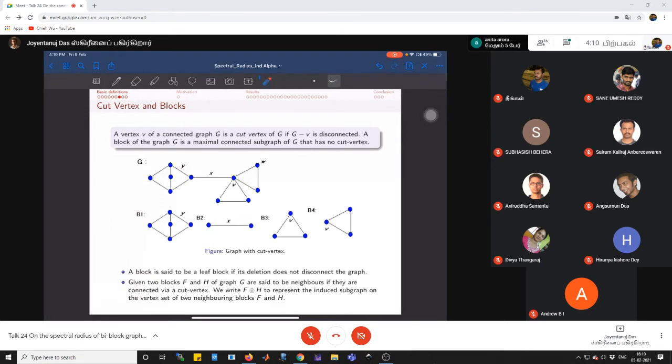Okay. So next we introduce one notation and define what this notation is. Suppose we have two blocks F and H of the graph G. We say they are neighbors if they are connected via a cut vertex. So for example, if I take these as G and H, then these two are neighbors because they are connected via this cut vertex. We'll use the notation F circle H to represent the induced subgraph on the vertex set of the two neighboring blocks F and H.